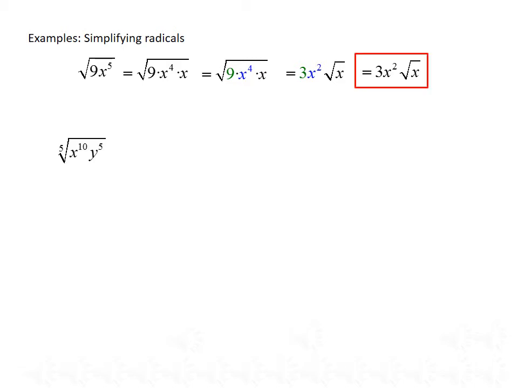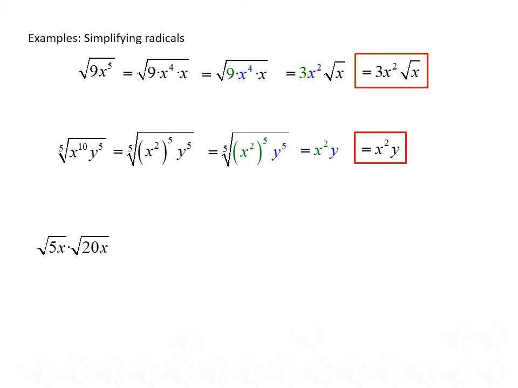Next, we want to simplify the fifth root of x to the 10th times y to the fifth. Again, we want to try to write this as a product of perfect fifths this time. Since the index on our radical is 5, we want to rewrite the inside of the radical so that we have things raised to the fifth power. So we can rewrite x to the 10th as x squared raised to the fifth power, and y is raised to the fifth already, so that's already a perfect fifth. Now, since the terms underneath the radical sign are perfect fifths, we could go ahead and evaluate them and bring them outside of the radical, and that would give us x squared times y. So our simplified answer is x squared y.